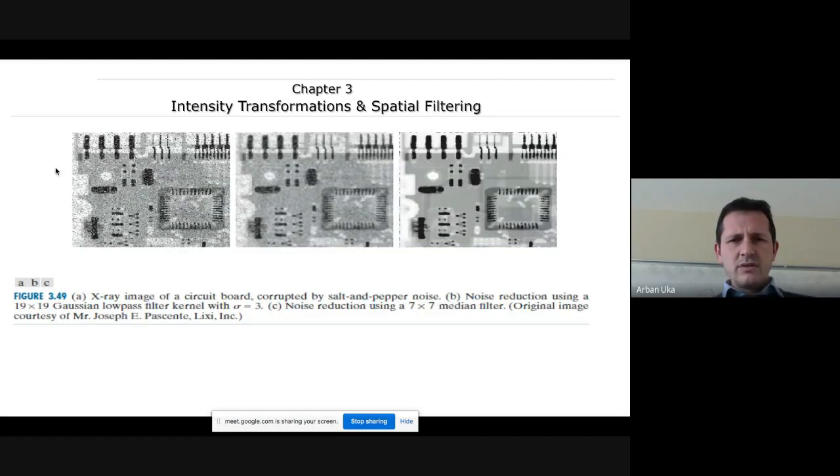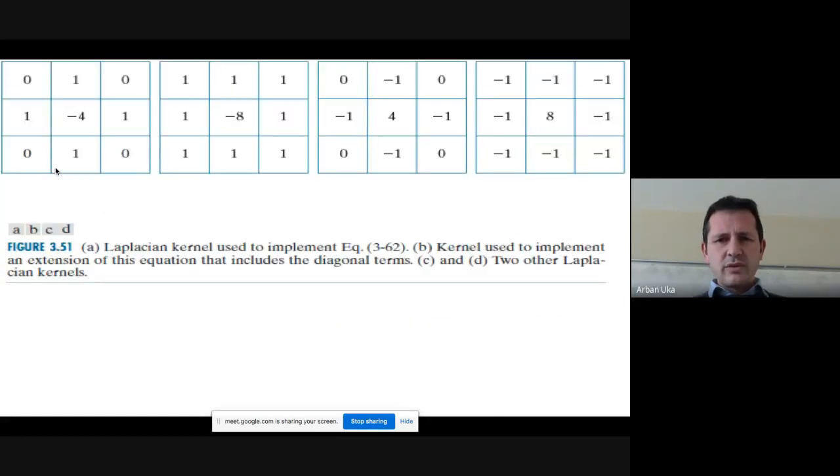Now here we have another example. Let's see what we have here. A circuit board, and we have a good picture, but it has some noise, which is called salt and pepper noise. And this salt and pepper noise, we can remove by using Gaussian kernels. So Gaussian kernels can be good to remove that type of noise.